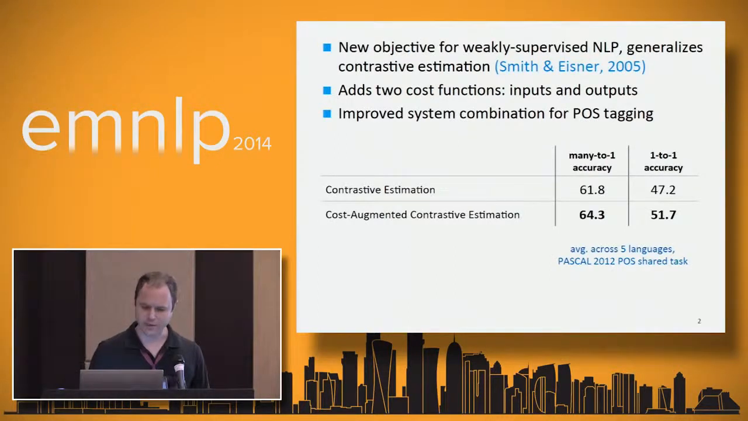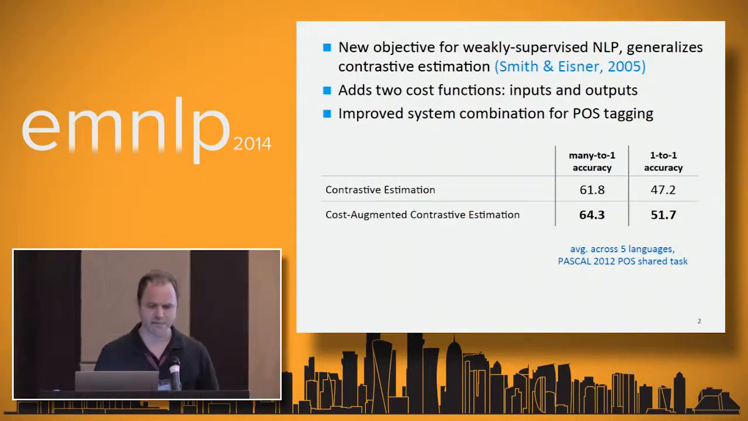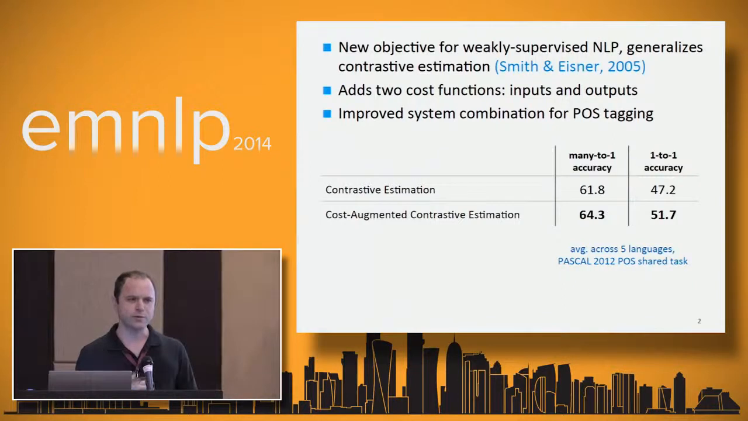Okay, so the one-slide overview. I'm going to present a new training objective for weakly supervised structured prediction, which generalizes contrastive estimation, or CE, from Smith and Eisner 2005. It does so by including two new types of what we're calling cost functions. One that looks at inputs, so think of sentences, and one that looks at outputs, so for example, part of speech tag sequences. We need weights for these new cost functions, so that gets us into the realm of doing unsupervised model selection or tuning of those weights.